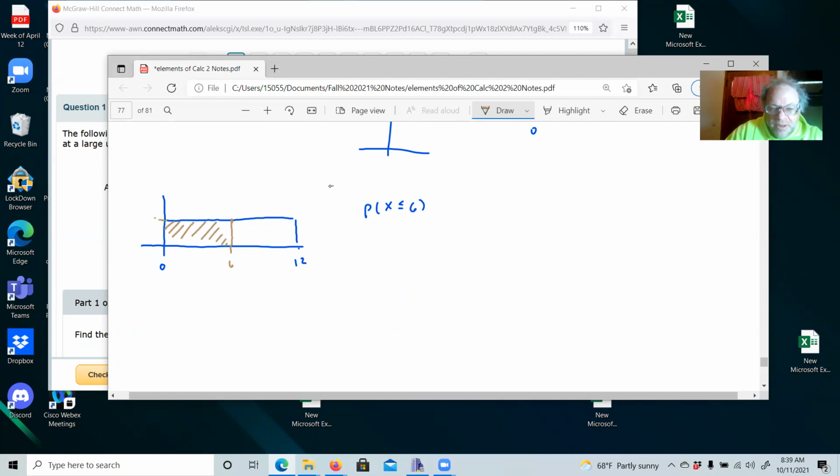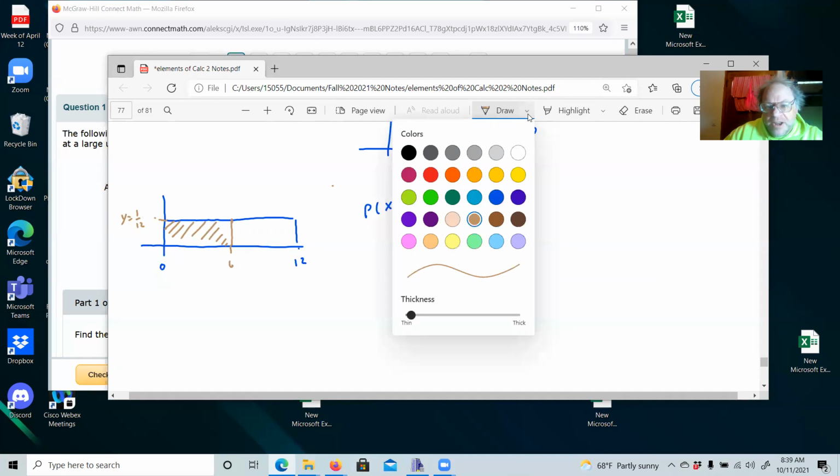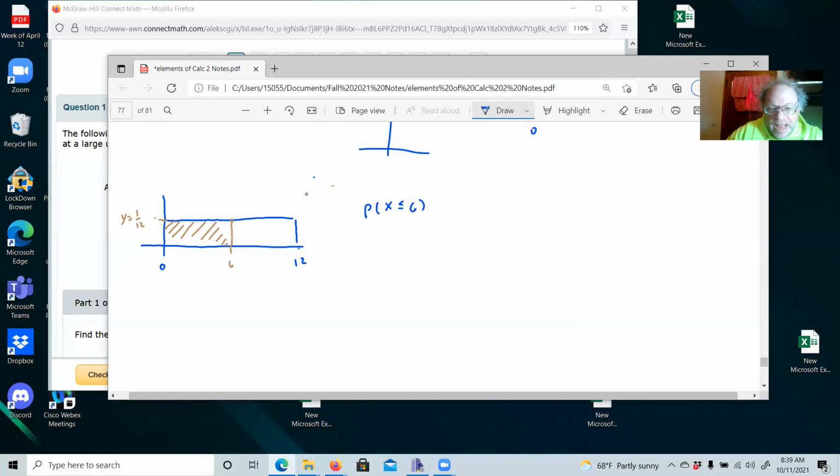My y value here is 1/12. How did I know that? Well, I know that the whole area here has to be 1. If I've got a rectangle, I know the area has to be 1, and I know the length is 12, because that's what we set up. What's the height? Length times height equals 1, because the whole probability has to be 1. That's a rule. My length is 12, so 12 times h equals 1, and h has to be 1/12.